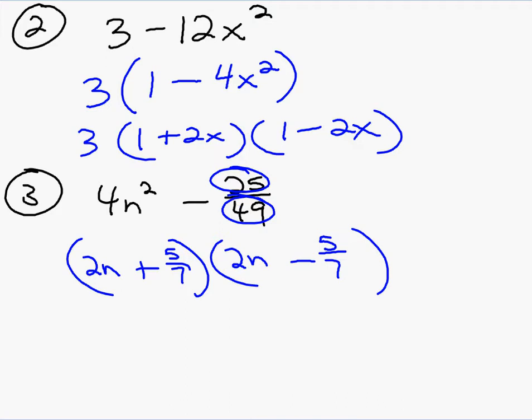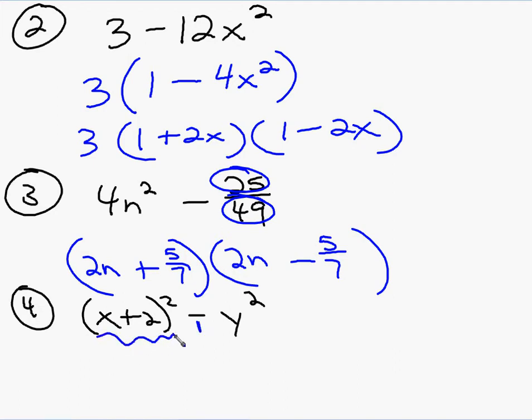Sometimes this problem catches people off guard. They don't recognize it as the difference of 2 squares. But it is the difference of 2 squares. It just looks uglier. Look what we have here. Here's my minus sign. I have a quantity squared, and I have a y squared. So this thing is a difference of 2 squares. Set it up the same way.